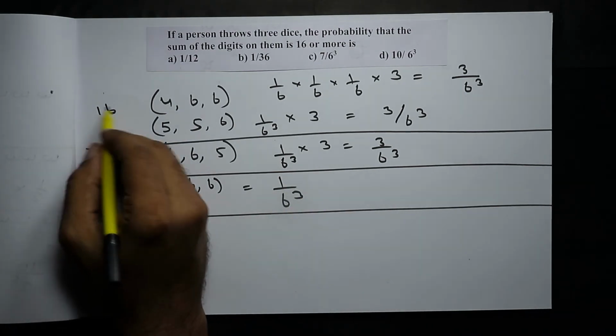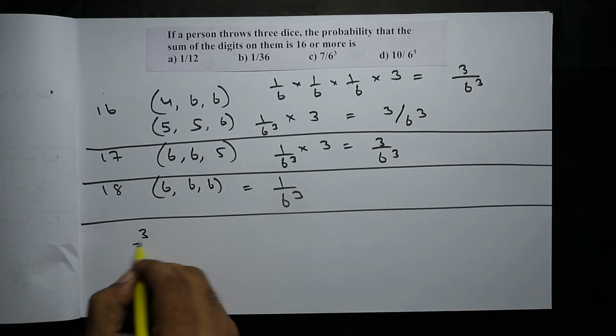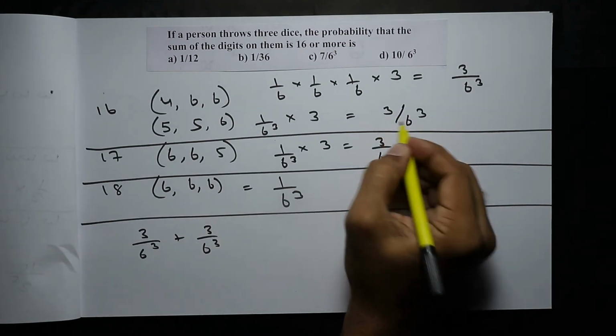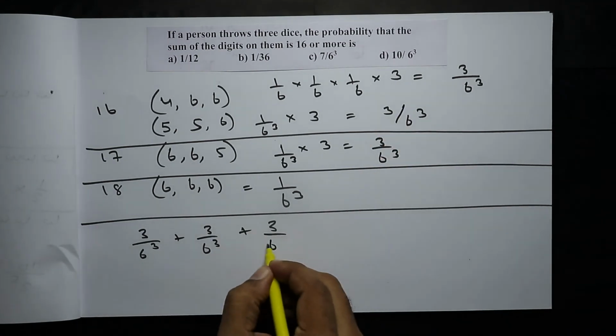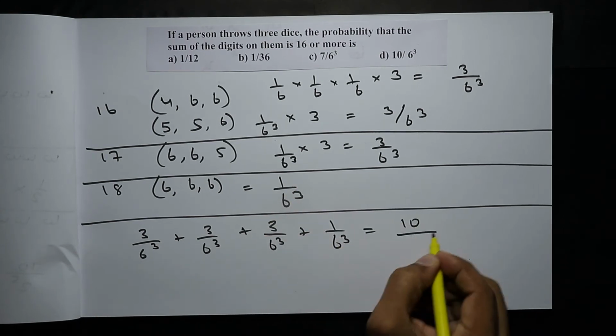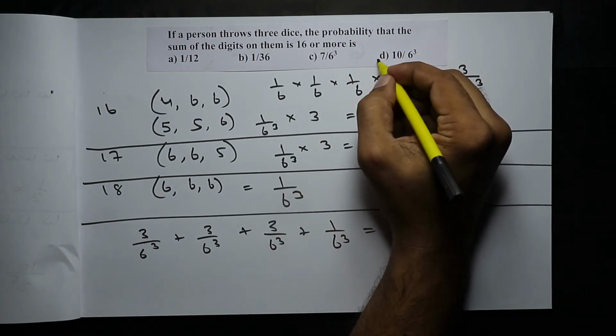So it can be either 16 or 17 or 18. So you have to add it up. So 3 by 6 cube plus 3 by 6 cube plus 1 by 6 cube. So that will be 10 by 6 cube. This is the probability. That is option D.